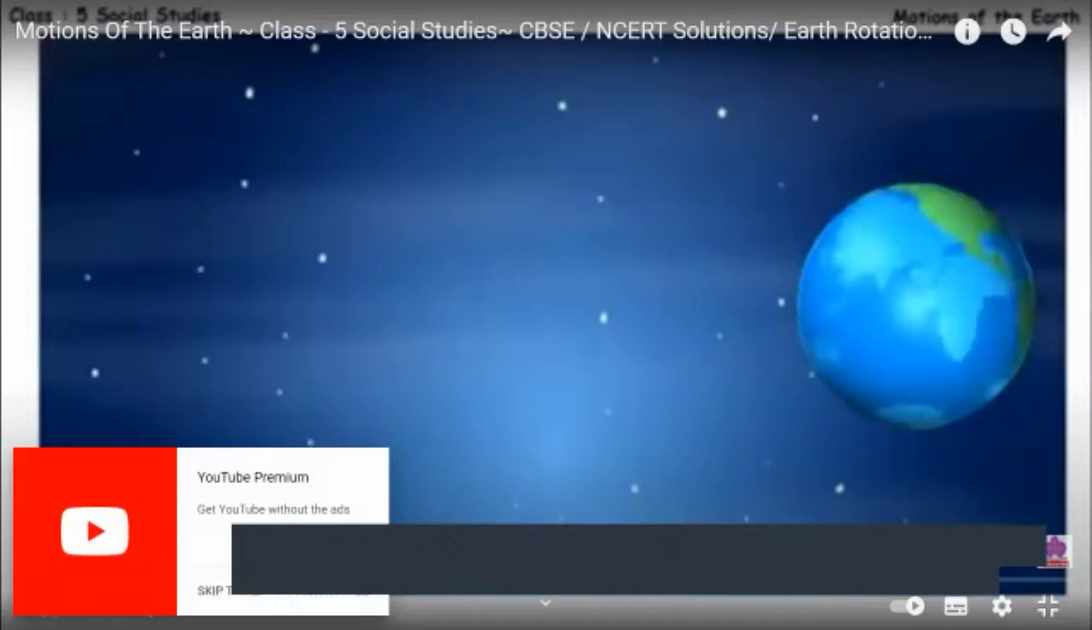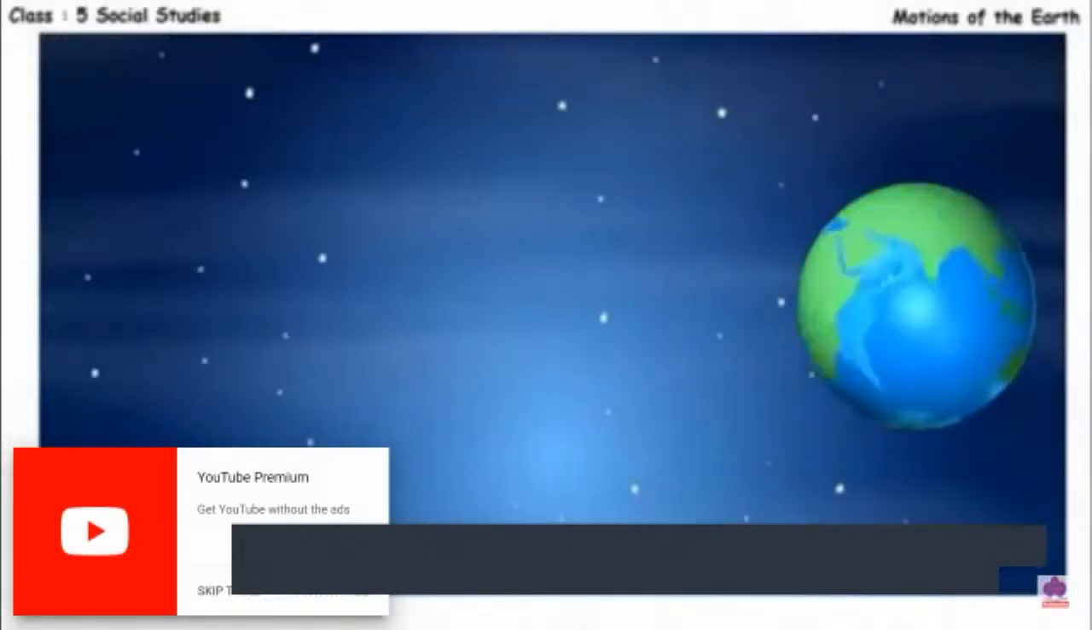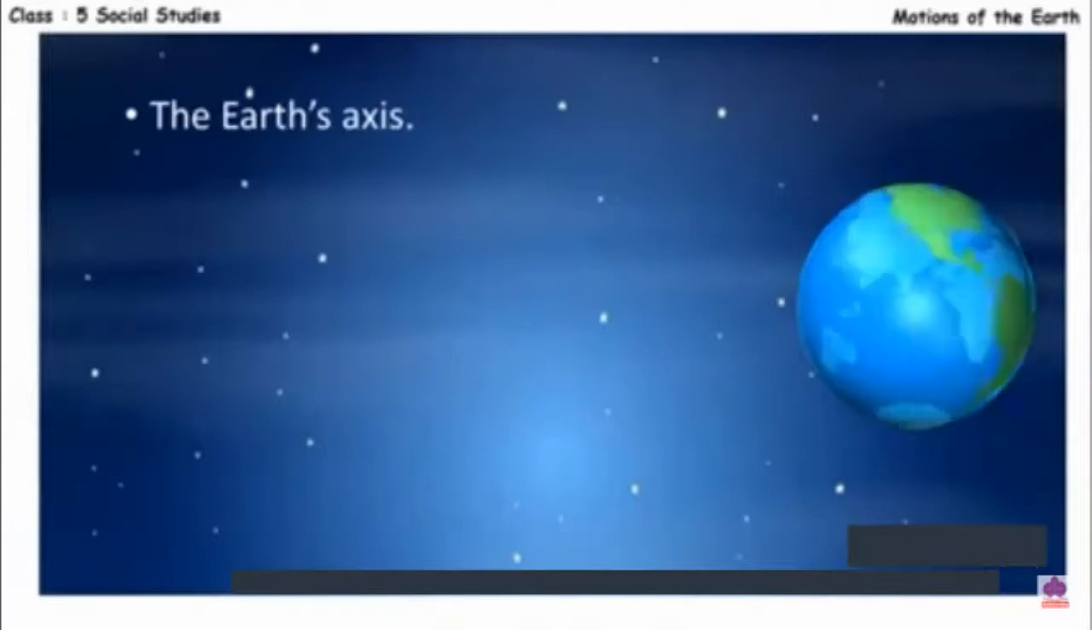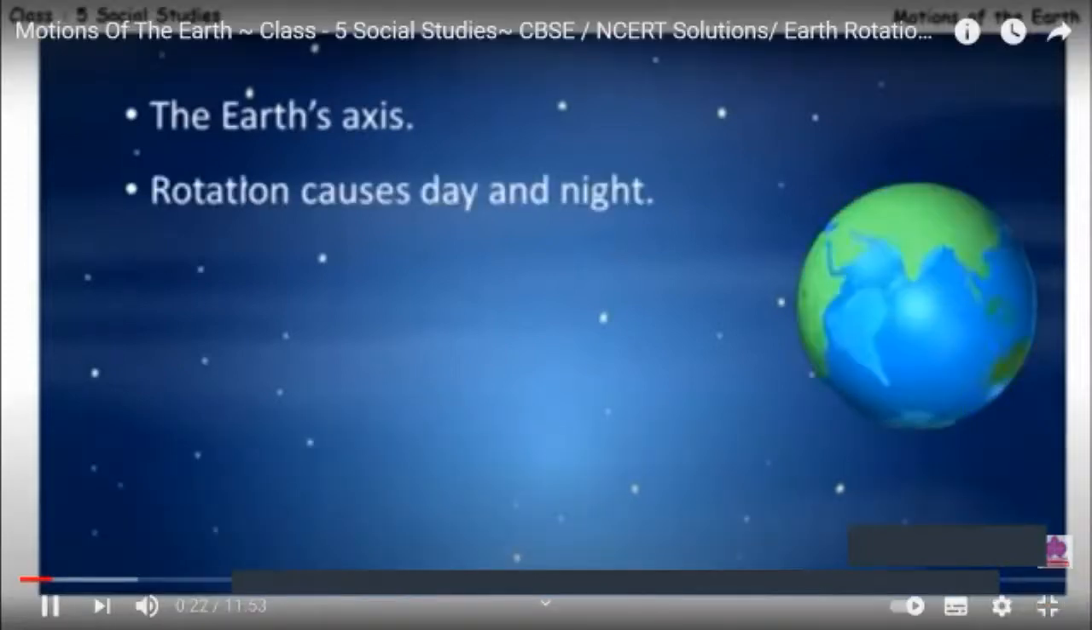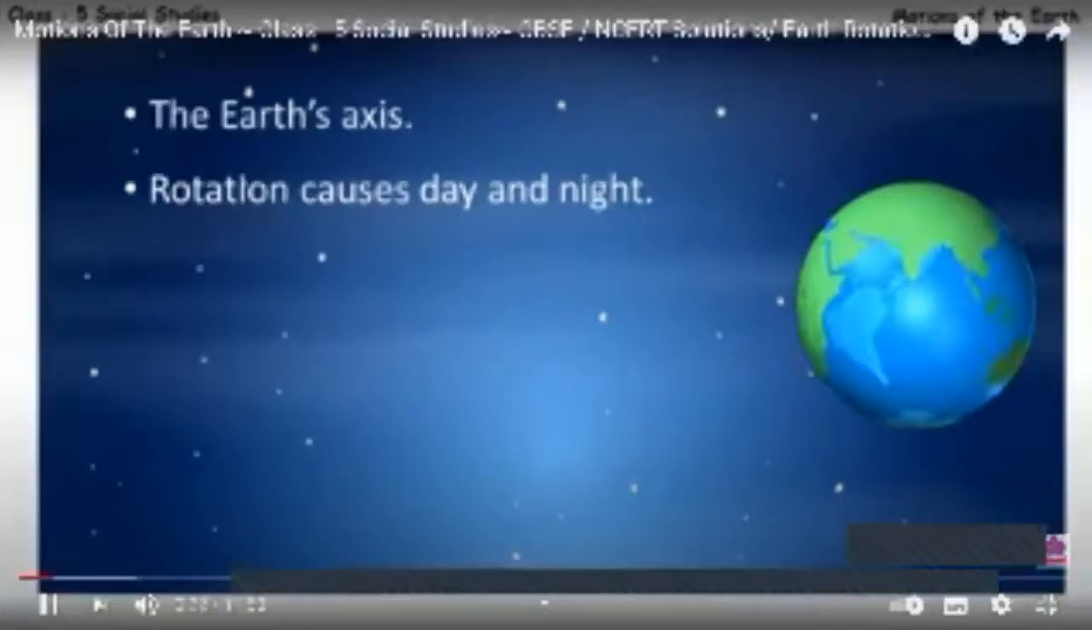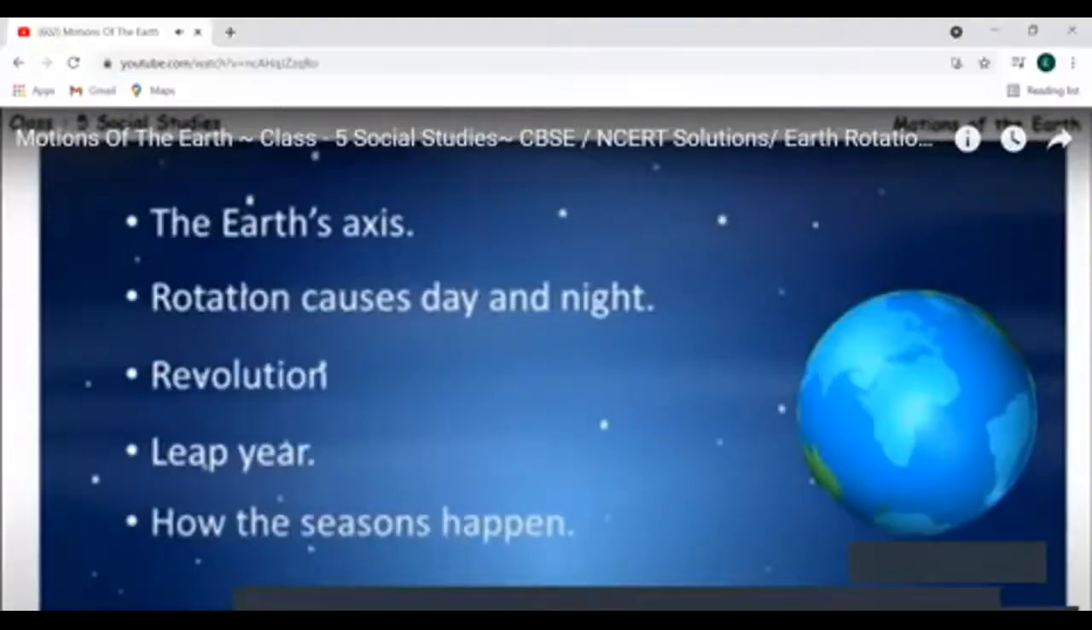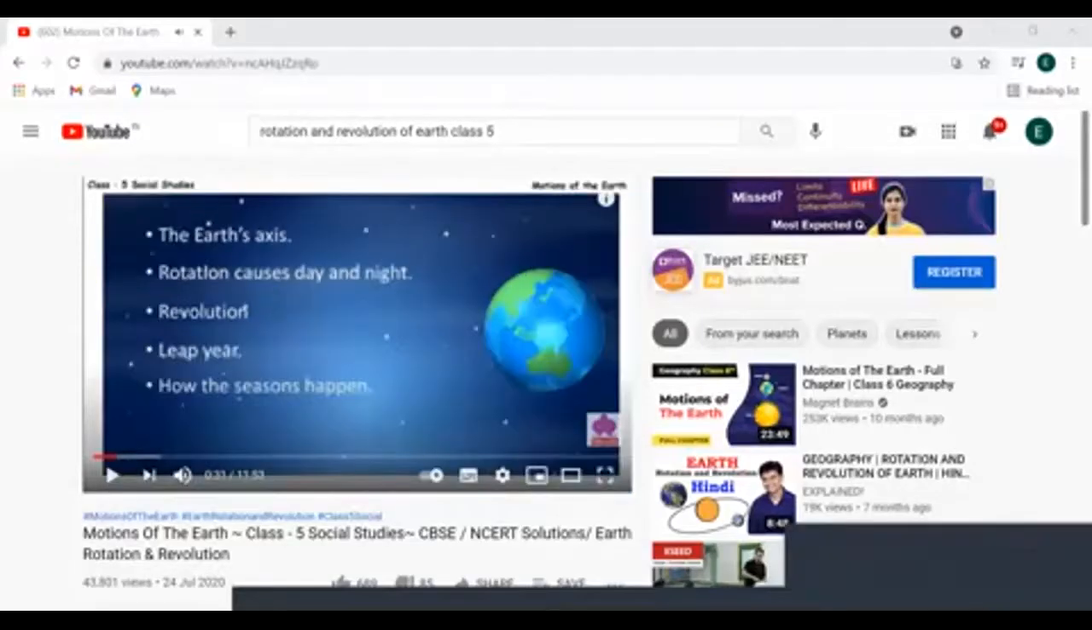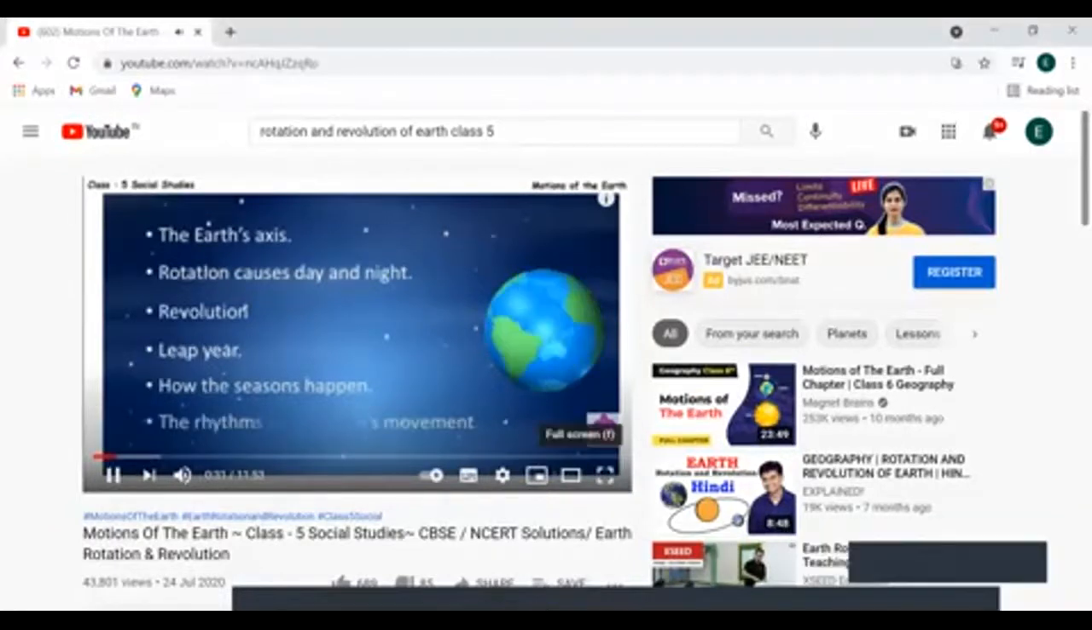By the end of this chapter, you will get the knowledge about the Earth's axis. Rotation causes day and night. Revolution. Leap year. How the seasons happen. And the rhythms of the Earth's movement.